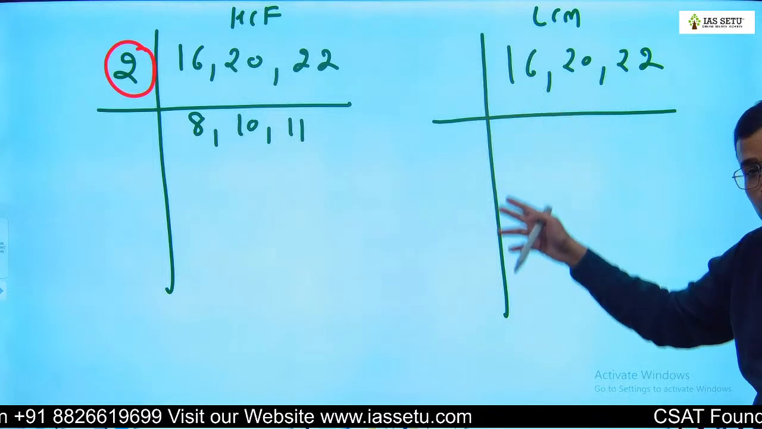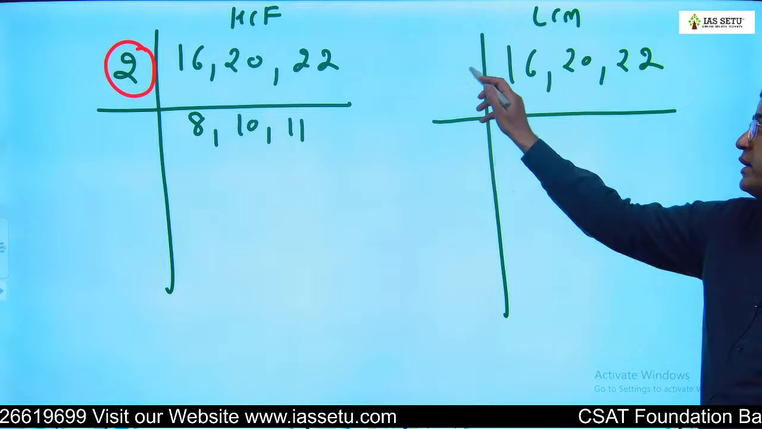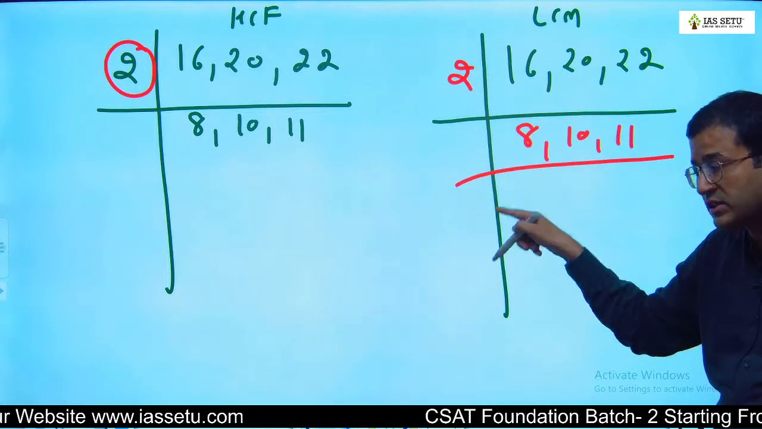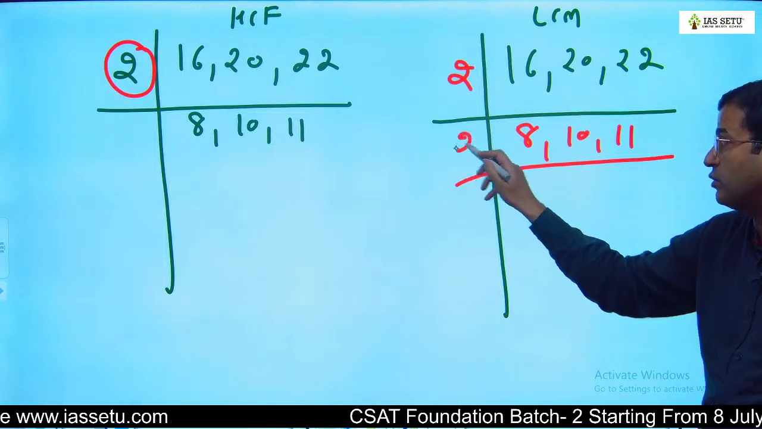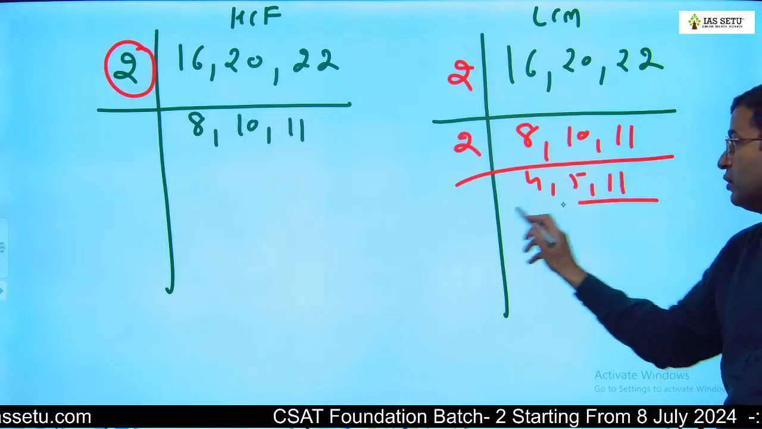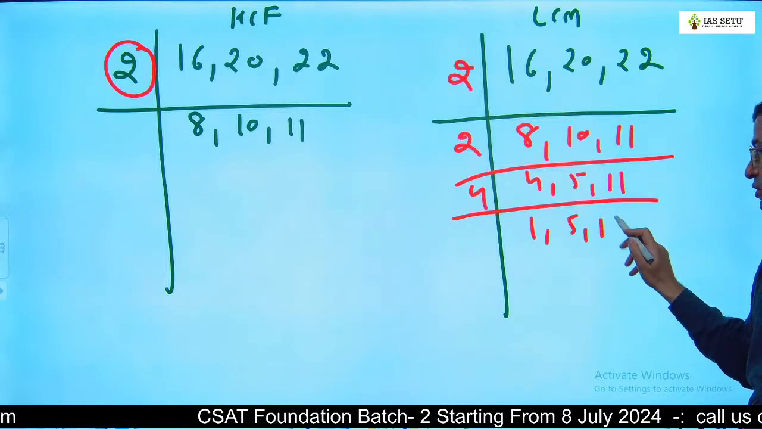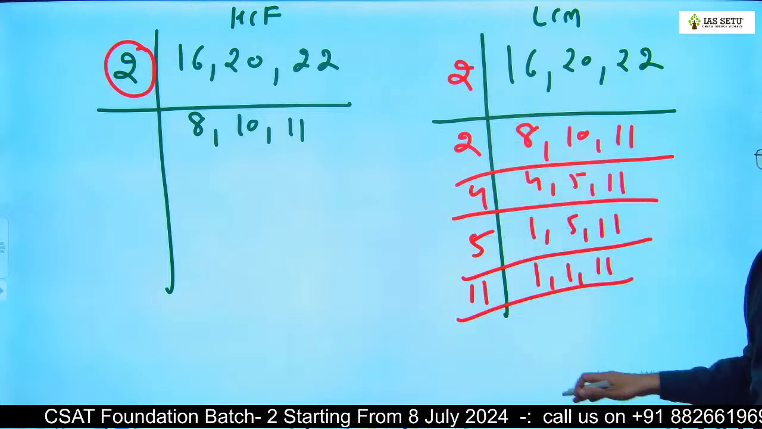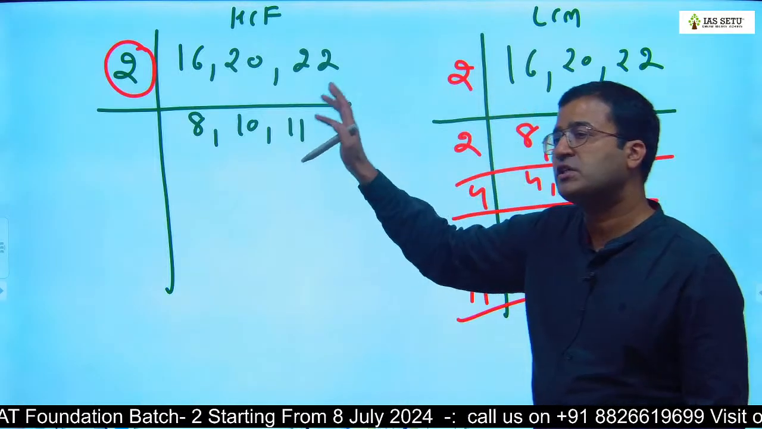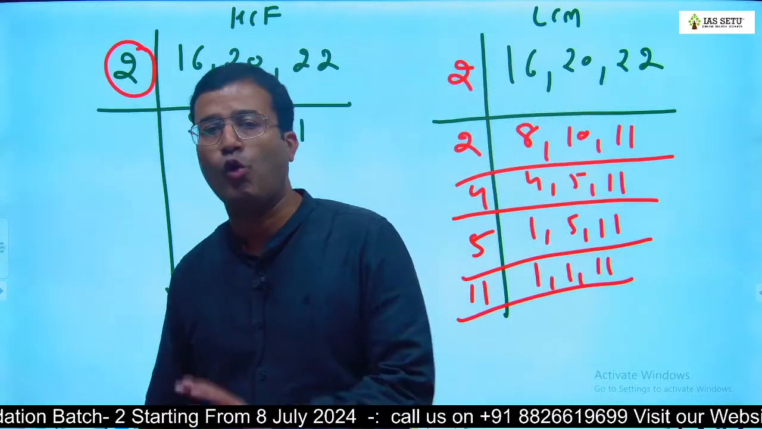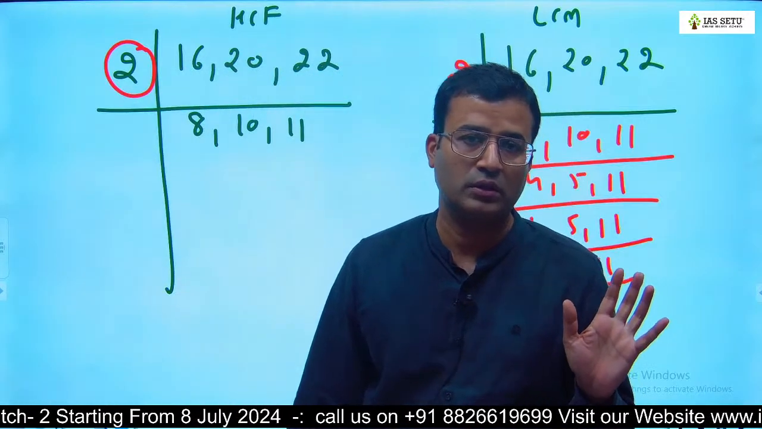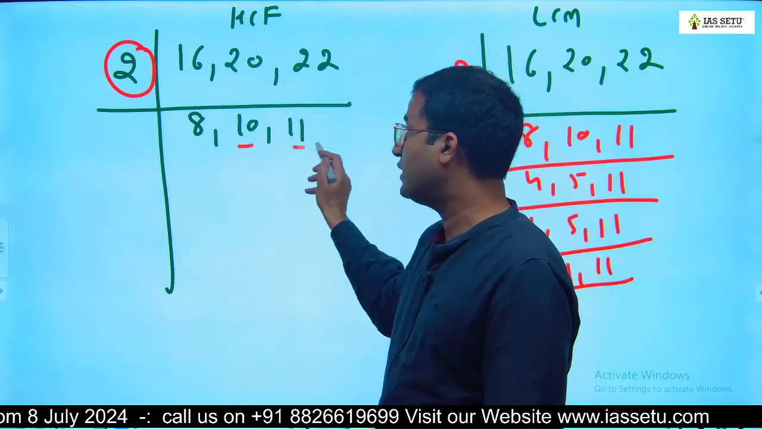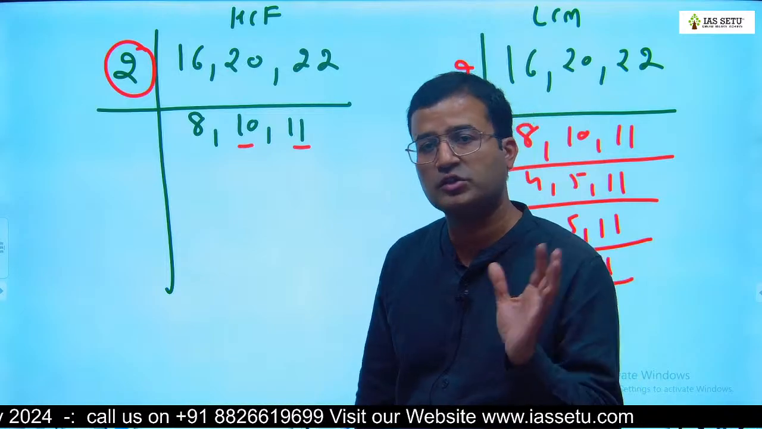For LCM, you have to go up to the last. Like here we take 2 common, 8, 10, 11. For LCM, you take common from this. Take 4 common 1. Take 5 common 1, 1, 11. So in LCM, you have to go up to the last step. HCF is, it should be common from all the given. That is your answer. So here 2 is common, so HCF. Stop. 10 and 11 not giving any other common factor other than 1. Stop. तो ये रुक जाना है.